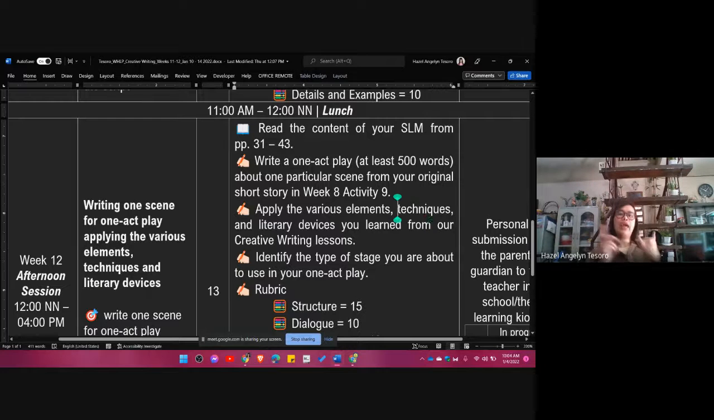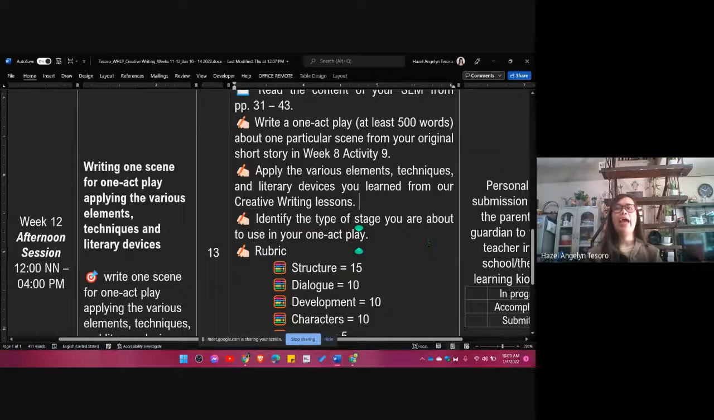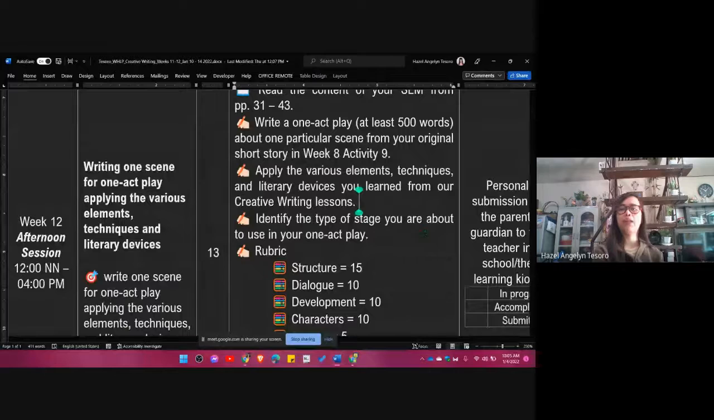So let's go back to week 8, activity 9, your short story. I know that you perfectly remember what your short story is because you wrote it. So in your short story, you can just choose a scene and then apply the various elements, techniques, and literary devices you learned from our previous lesson. And then, of course, you have to identify the type of stage you are about to use in your one-act play, and then write also the specifics, like the directions that you want the characters to follow, and the production team to follow, just like what I showed you in the sample earlier. You can just take that as your pattern.